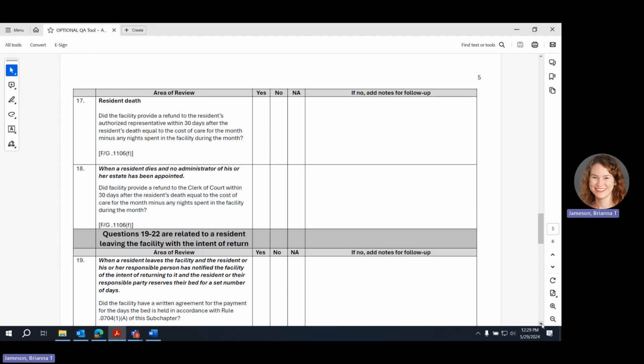The 18th area of review: when a resident dies and no administrator of his or her estate has been appointed, did the facility provide a refund to the clerk of court within 30 days after the resident's death equal to the cost of care for the month minus any nights spent in the facility during the month? There is space to check yes, no, or not applicable. And if no is checked, there is space on the right-hand side of the page to add notes for follow-up.